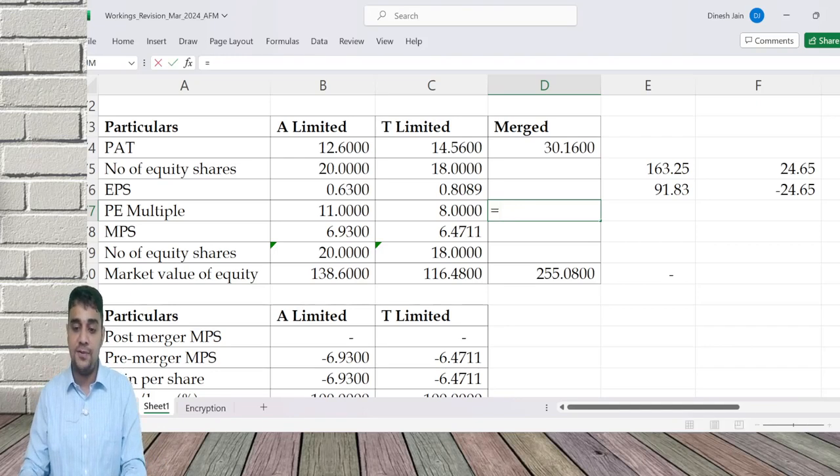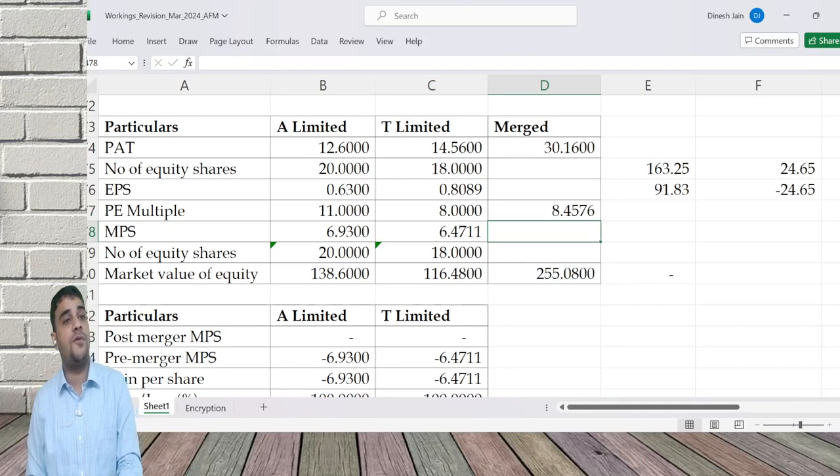So, the balancing figure is 8.4576. The weighted average of 11 and 8 is not 8.4576. Here there is a PAT level gain which has happened. Because of that, the minimum P multiple I want is 8.4576. This is the minimum to justify the merger. Anything better, I'm very happy. Anything weaker, I'm not happy.